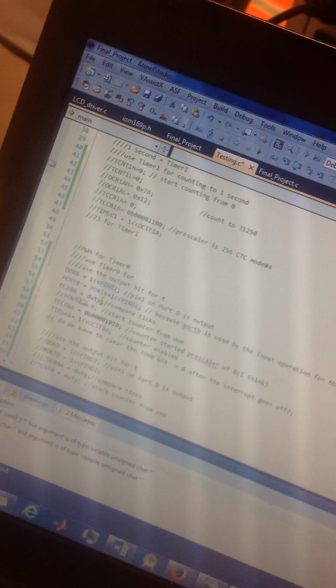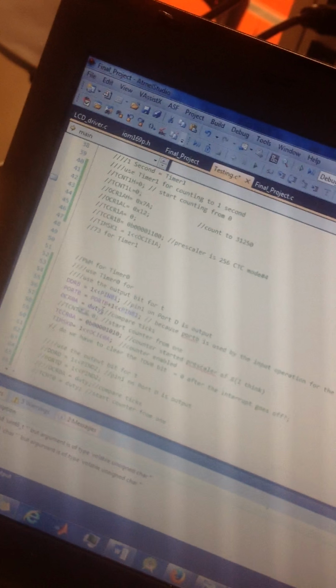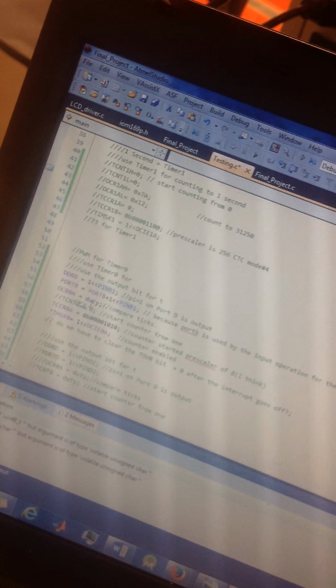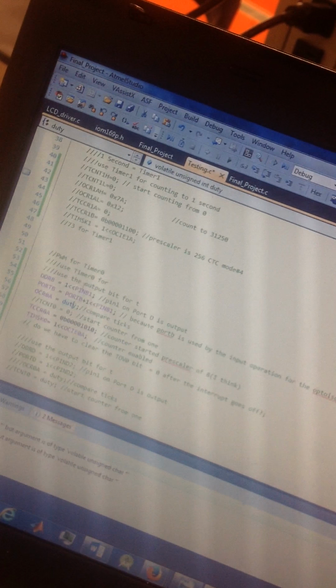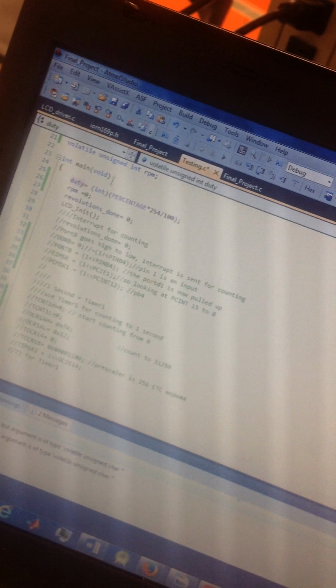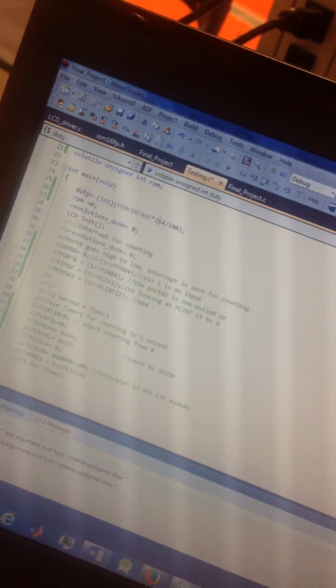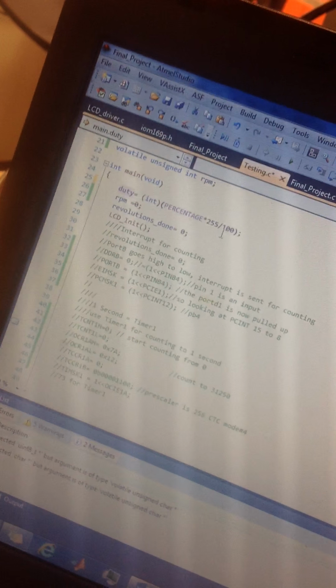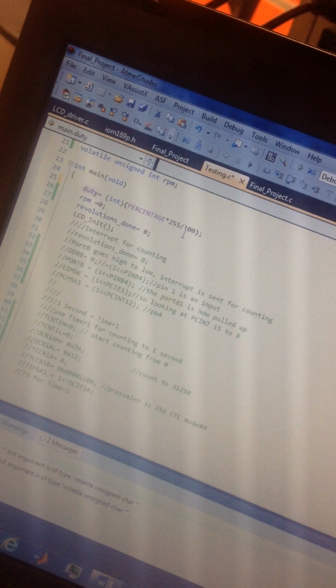So port B pin 4 will be high. Yeah, sorry. So OCR0A is the duty. Duty is calculated up here. Duty is basically the percentage times 255. This is just for testing purposes. So it's times 255 divided by 100, and then typecast that to an integer.